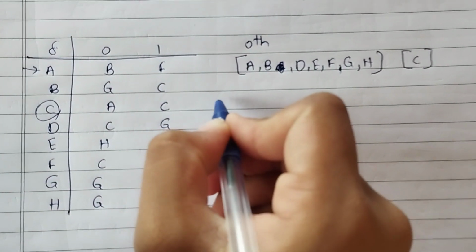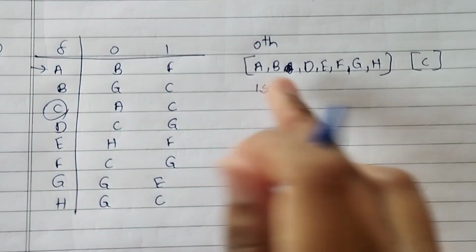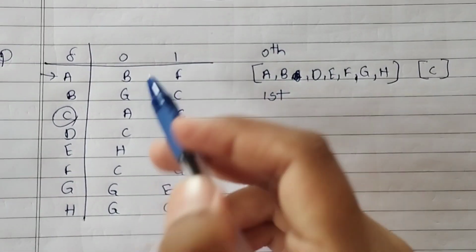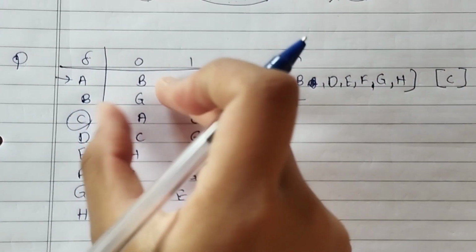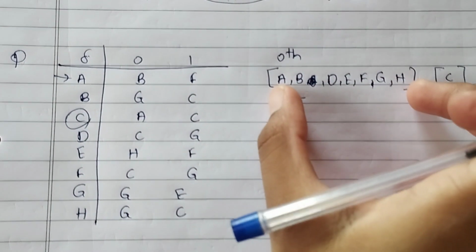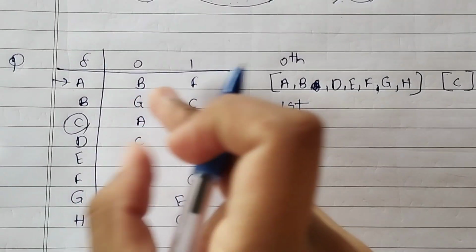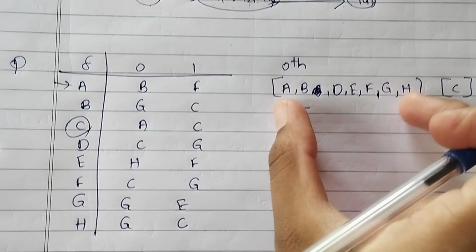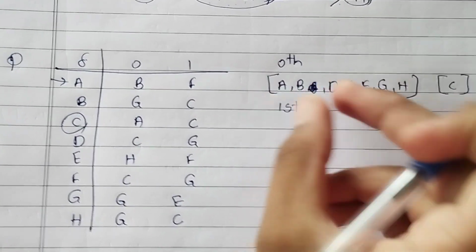Now we draw the first equivalent. So in the first equivalent we check pairs one by one. First pair with A. So first we check A and B. So A reads 0 in B and B reads 0 in G. So this first transition is present in a single group, so it is okay. Now we check the second, 1. So A reads 1 in F, B reads 1 in C. So this F is in one group and C is in another group. So this A and B are not equivalent, meaning not equal.